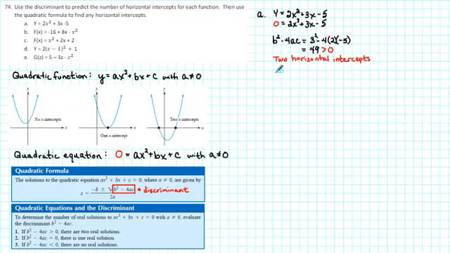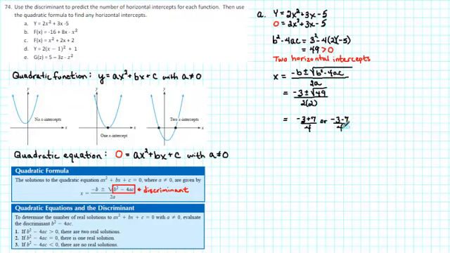To find the horizontal intercepts, we can use the quadratic formula. We'll substitute 3 for b, 49 for the discriminant b squared minus 4ac, and 2 for the letter a. When we simplify, we get negative 3 plus 7 over 4, or negative 3 minus 7 over 4.